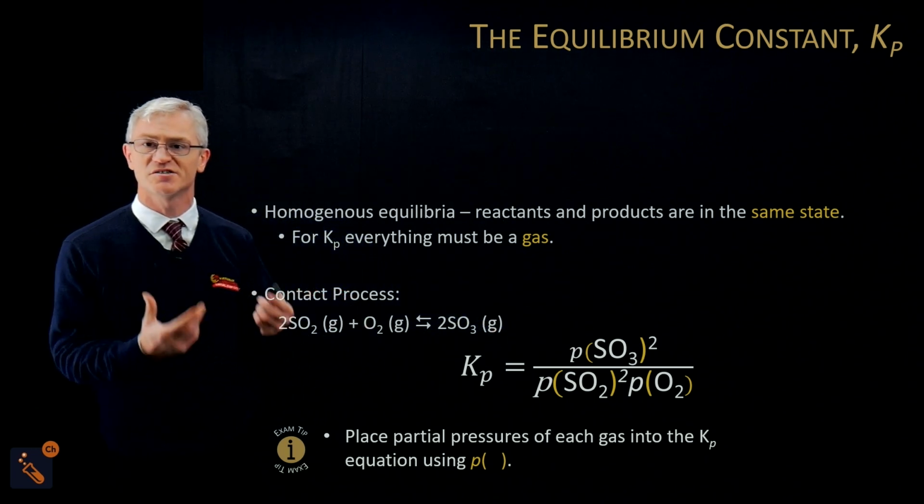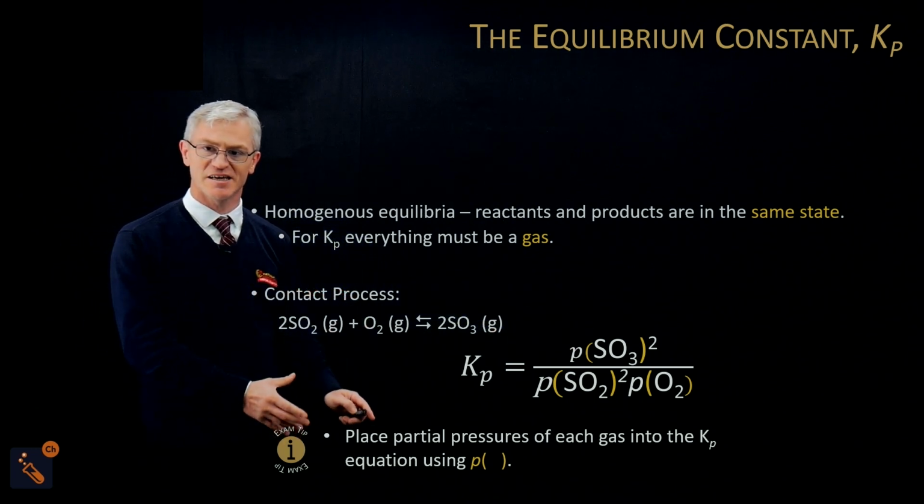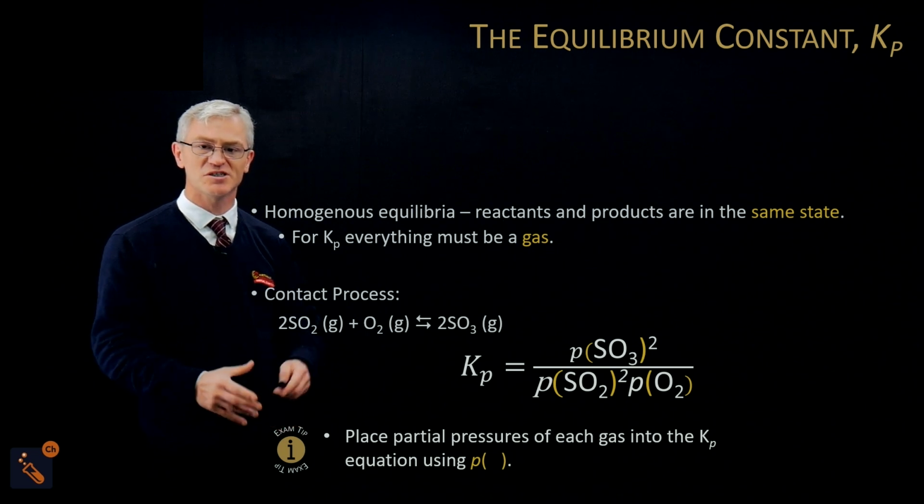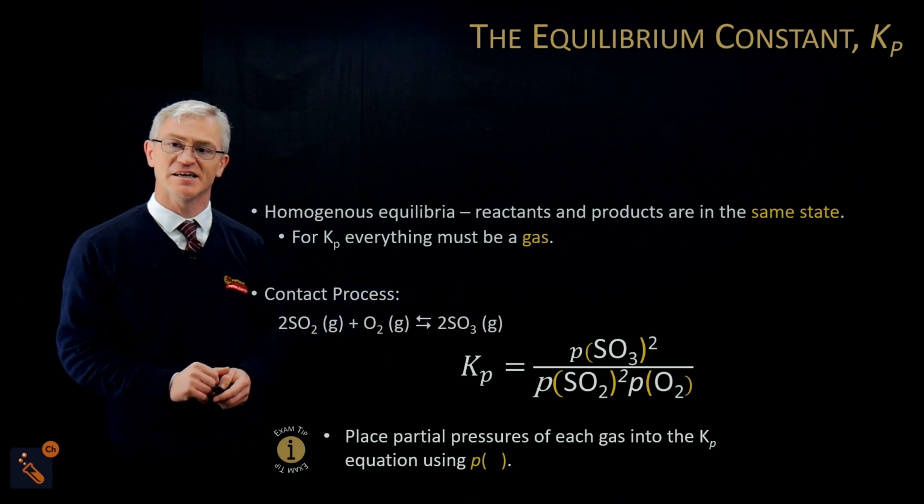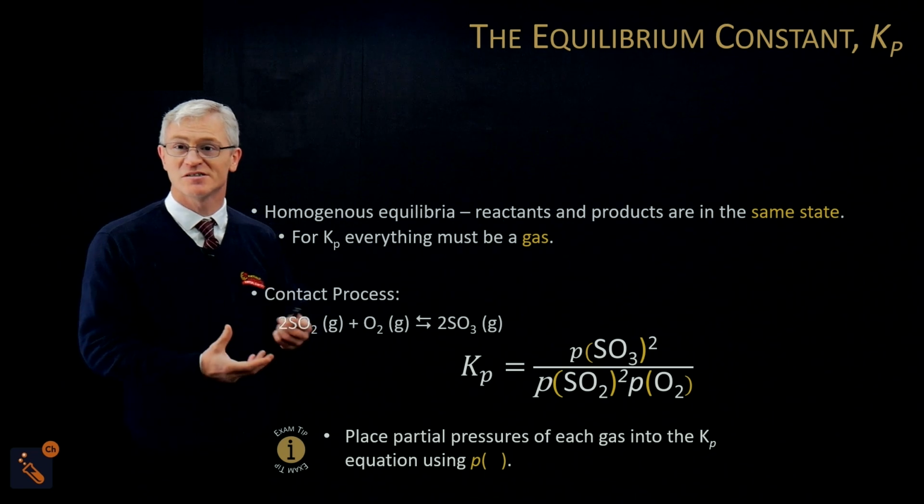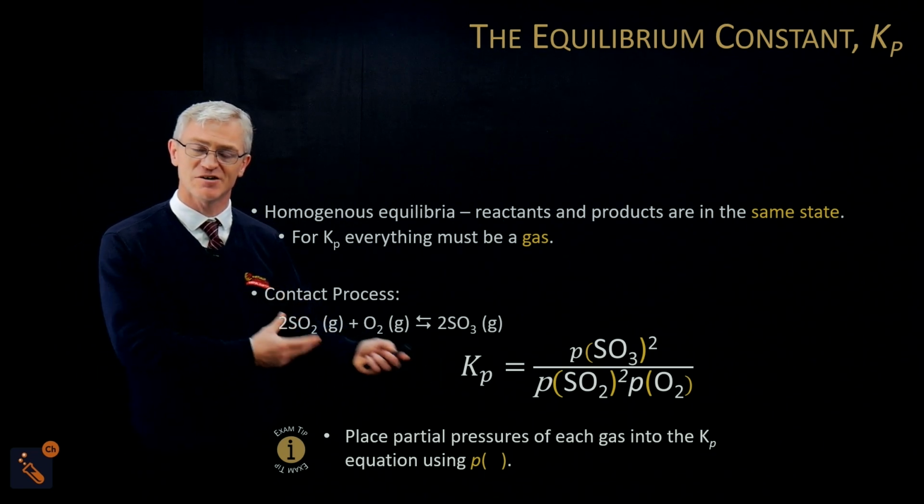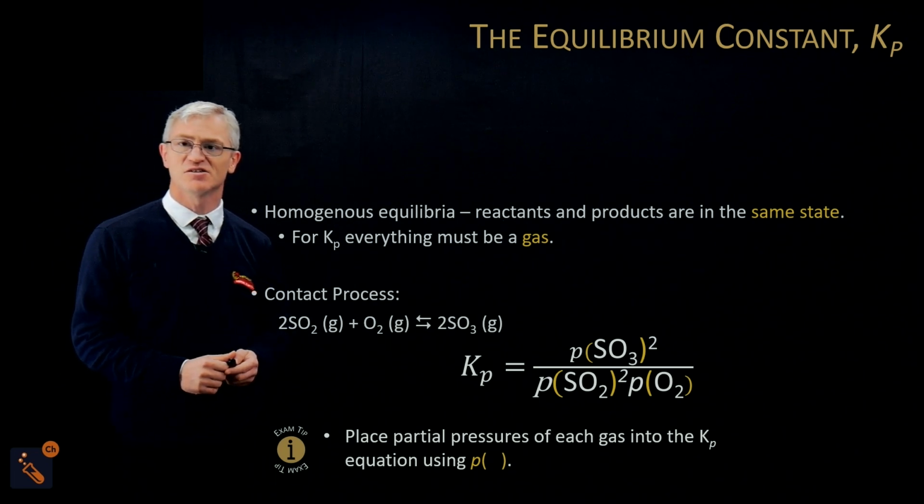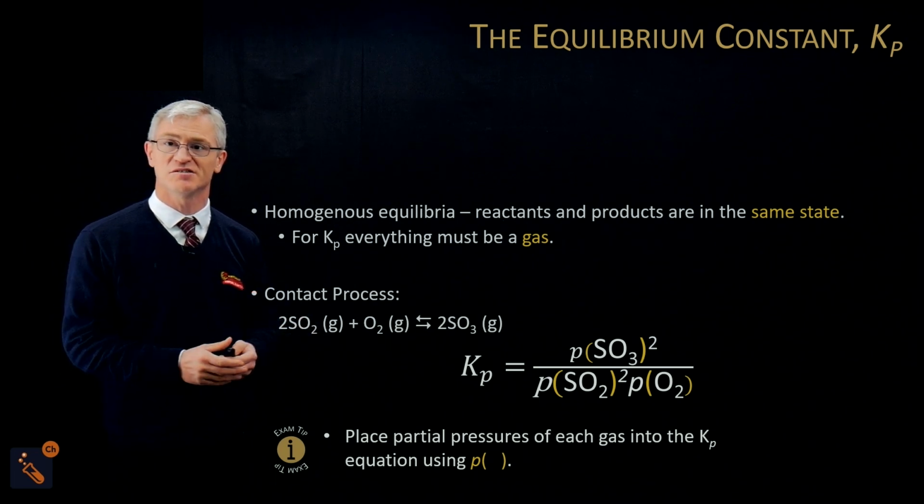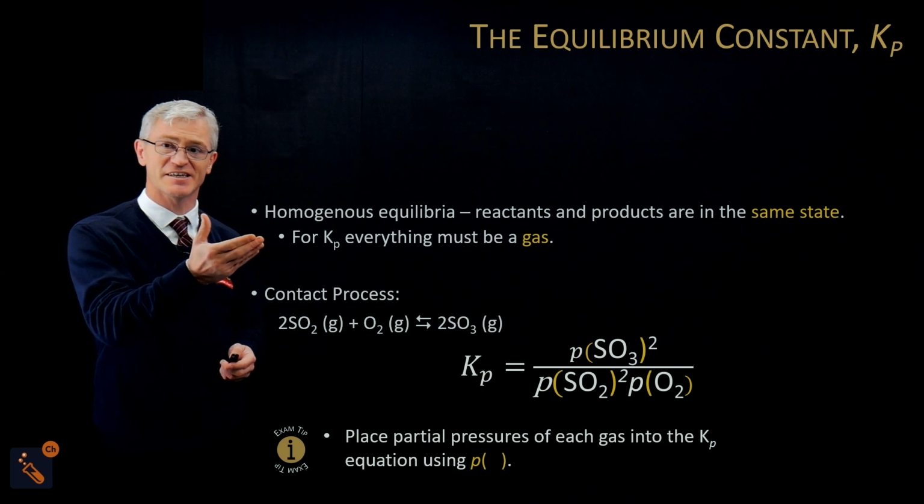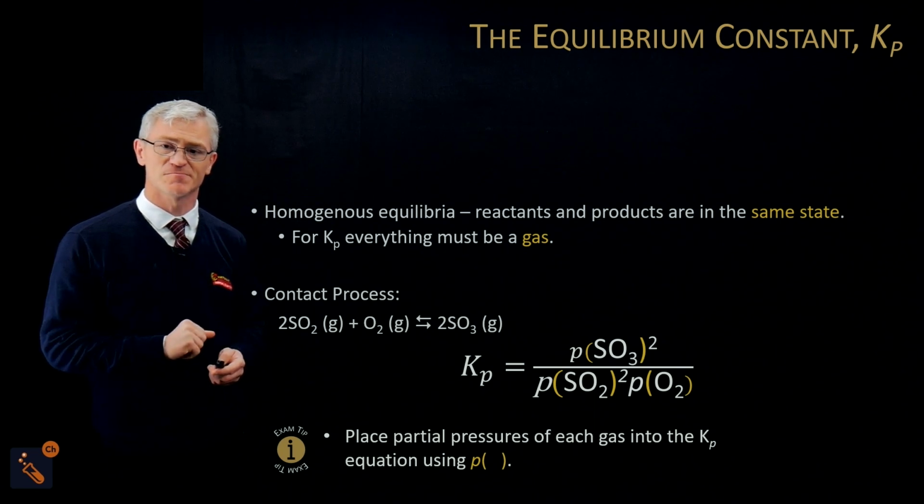Now you might ask yourself, why is there a P there? The P is saying that these are partial pressures, and we'll explain what partial pressures are next. But basically you put the pressures into the equation just like before you put the concentrations into the equation. But really important, everything is a gas and you're dealing with pressures.